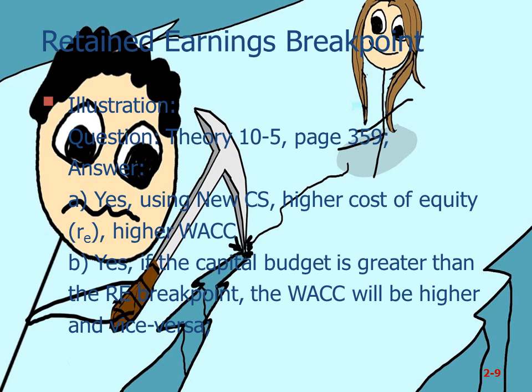So if the capital budget is large enough and it will exceed the retained earnings breakpoint, like in our example previously, the retained earnings breakpoint is 68 million, and if the amount needed is 100 million, so 100 exceeds the breakpoint of 68 million, you need to issue new common stock. But if the capital needed is only 50 million, lower than the 68 million breakpoint, then you only need to use retained earnings, rather than new common stock, meaning a lower cost of equity.